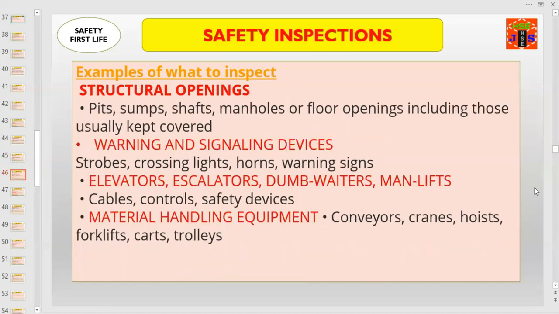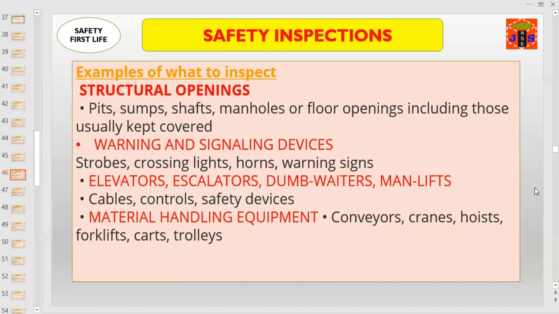Dear friends and colleagues, once you are inspecting a structure or a building, you cannot ignore the openings of the structure or the building. There might be pits, sumps, shafts, manholes, or floor openings, including those usually kept covered. You have to look for warning and signaling devices, strobes, crossing lights, horns, and warning signs. In the building, there are elevators, escalators, dumbwaiters, and man lifts. So, you have to check cables, controls, and all safety devices related to elevators and man lifts.